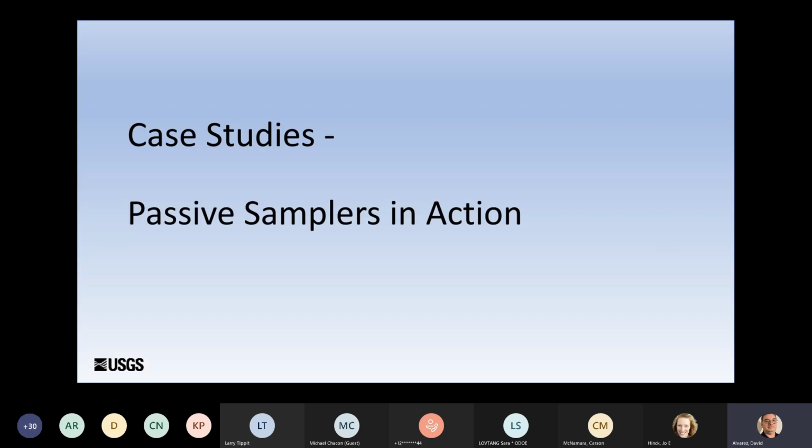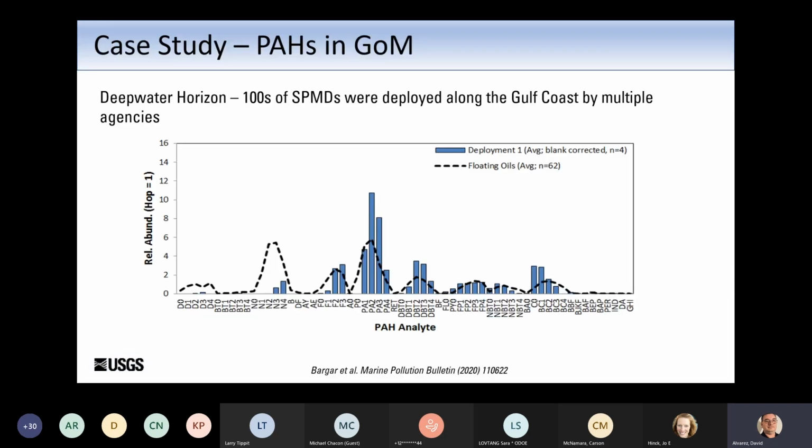So in the little bit of time I've got left, I'm just going to run through a couple of examples real quick. In the months following the Deepwater Horizon spill, there were hundreds of SPMDs deployed along the Gulf Coast by multiple agencies to monitor the presence of PAHs near sensitive marine habitats. Depending on the site, the SPMDs were deployed at depths anywhere between 1 and 69 meters. Average depth seems to be about 16 meters from the data that I've seen. This figure shows a comparison between the relative abundance of PAHs in deployed SPMDs and that from the floating oils. As you can see, there's a pretty good agreement in the composition of PAHs at depth that was measured in the SPMDs compared to that from the floating oils.